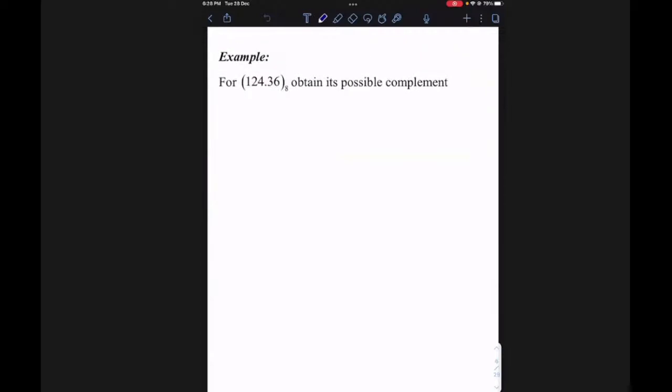To explain this, I have taken this particular question, which is 124.36 base 8. Obtain its possible complements. Because the base is 8, we have two possible complements. One is called the 8's complement.